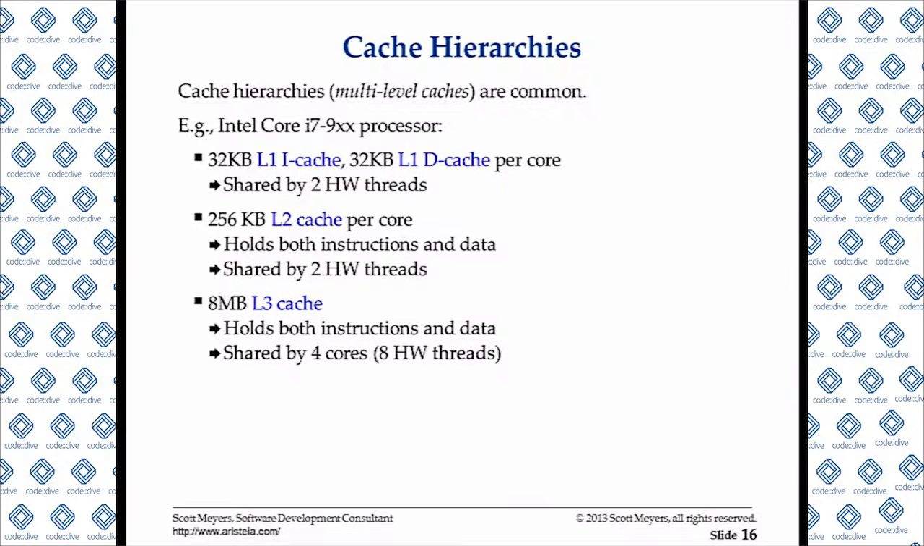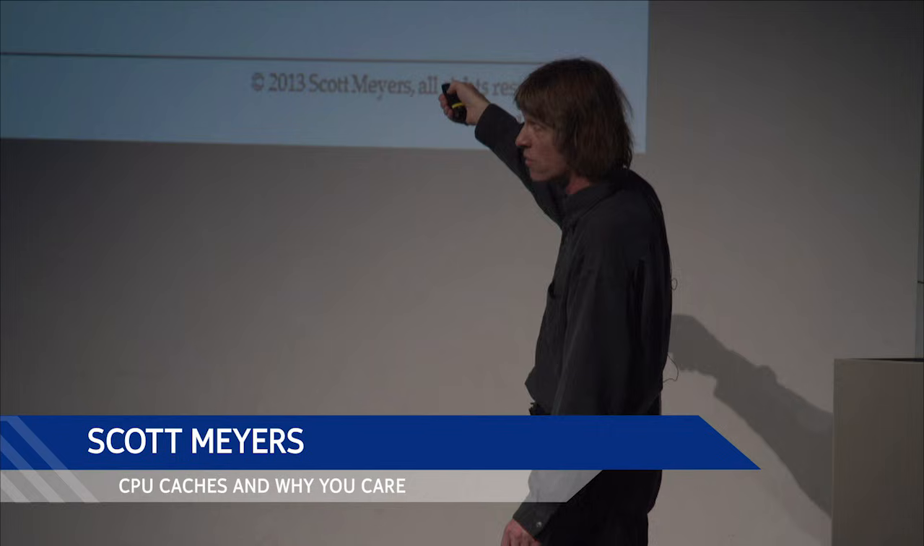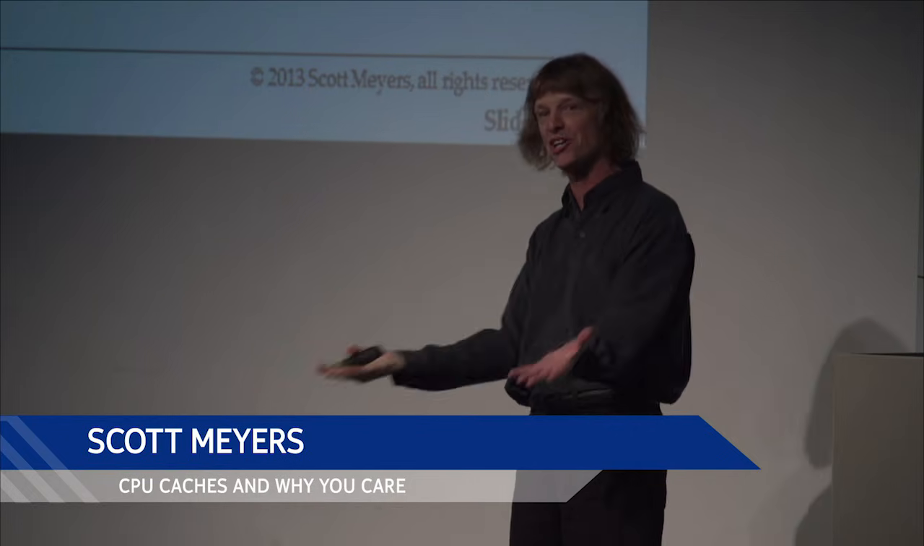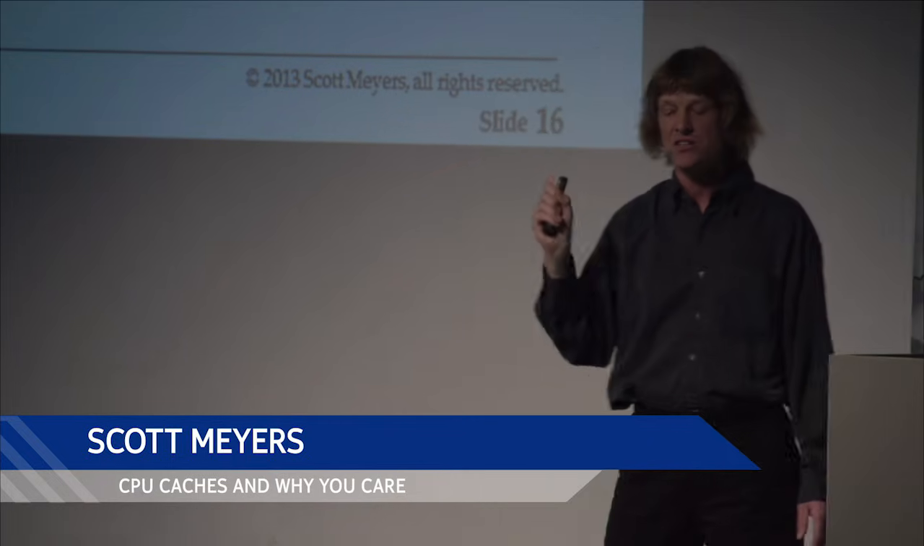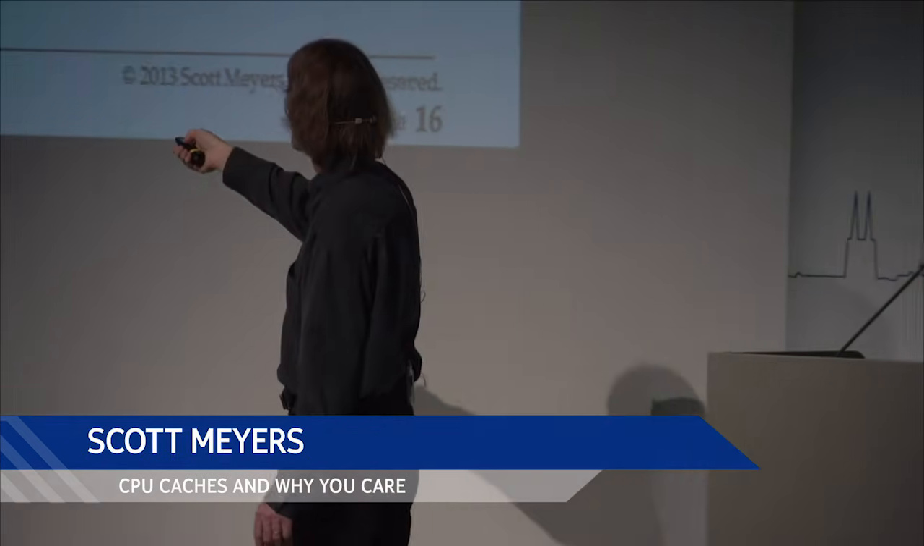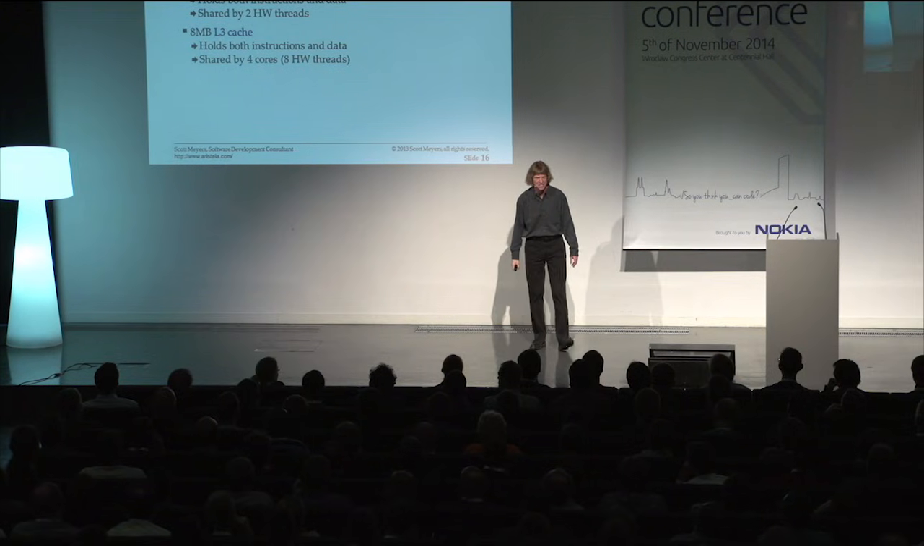It's not much. 256 kilobytes of level 2 cache for every core, holds both instructions and data, however, so in some sense it's bigger, but it's smaller because it's now sharing instructions and data, also shared by 2 hardware threads. And finally, we get to level 3 cache. Level 3, finally, 8 megabytes.